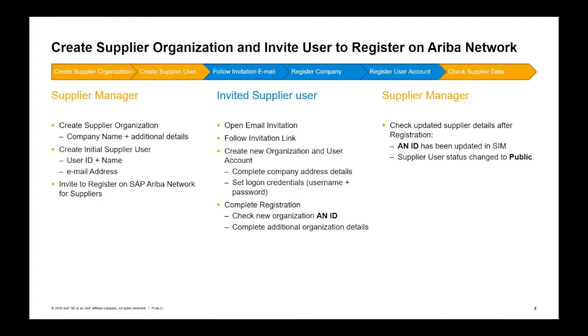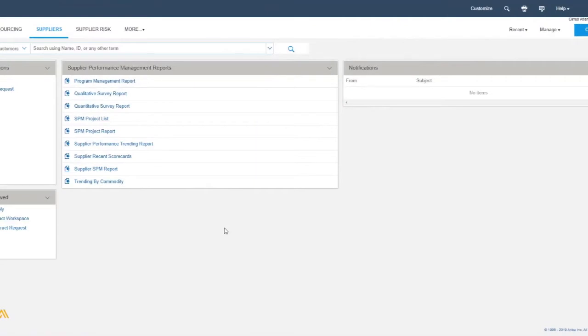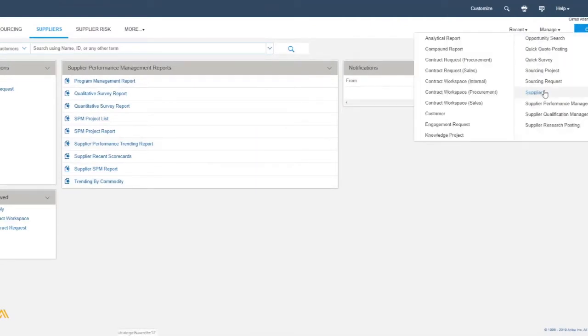I will act as supplier manager to create a supplier organization, create a new supplier contact, and invite him or her to register. Then I will complete the registration as the supplier user, including completion of the company details and setting up the user credentials. And finally, switching back to supplier manager, I will check what data gets updated when the registration is completed. Let's get to the system and act as a supplier manager.